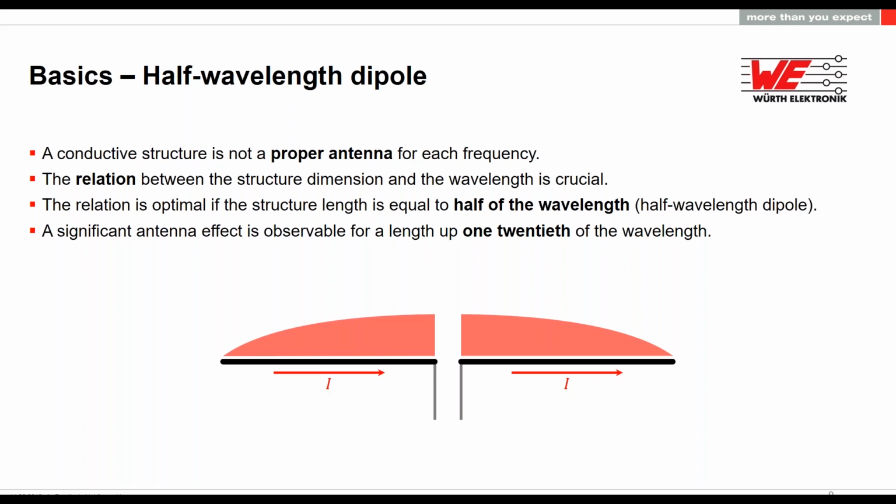Also, it's important to keep in mind that we can have a half wave antenna, and then this will be the optimal one until we get to 1/20th of the wavelength, when the antenna becomes really worse and the effect of the antenna is really bad.